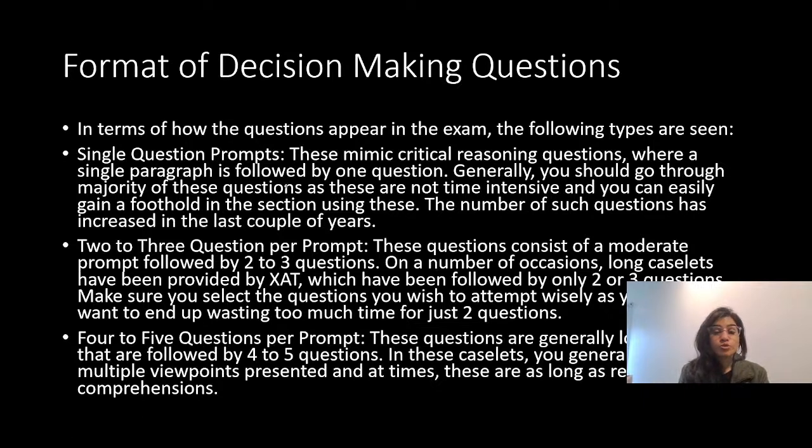Generally, you should go through the majority of these questions, as these are not time intensive and you can easily gain a foothold in the section using these. The number of such questions has increased in the last couple of years. So initially, they would throw questions like reading comprehension, long questions, and they would expect you to be able to solve those questions.